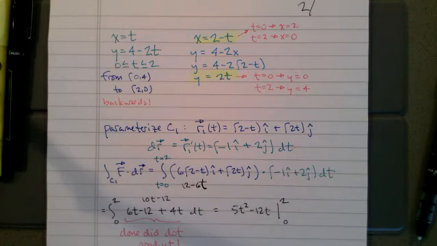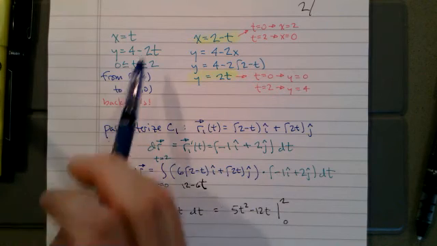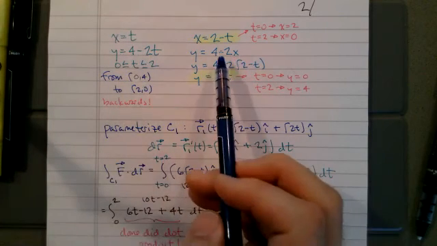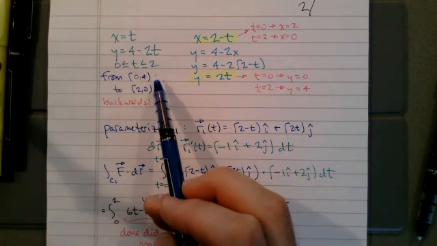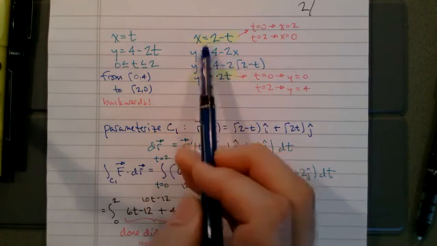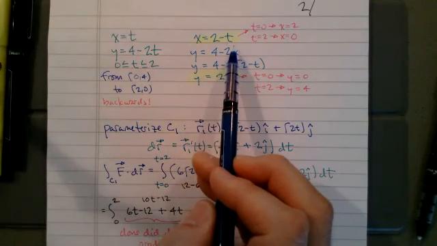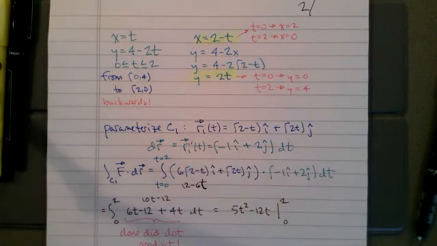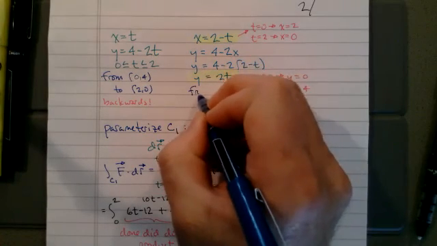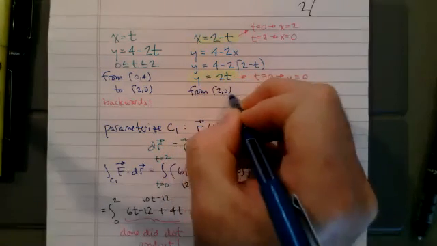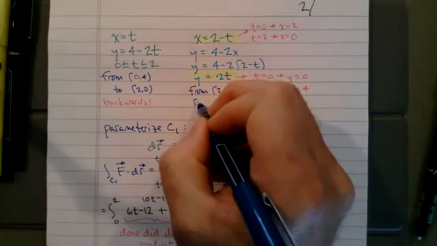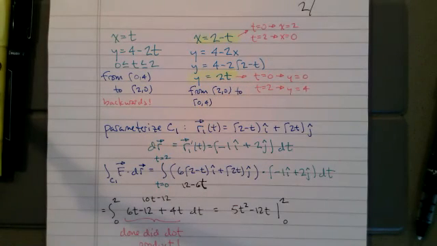So if I said go from 0, 4 to 2, 0, then this is the parameterization that we want. But if I needed to turn it around to go from 2, 0 to 0, 4, then I just turn the x's around. T goes from 0 to 2, so if we write x as 2 minus t, then x will go from 2 down to 0. That's how to flip things around. So this parameterization goes from 2, 0 to 0, 4. That's the orientation that we want.